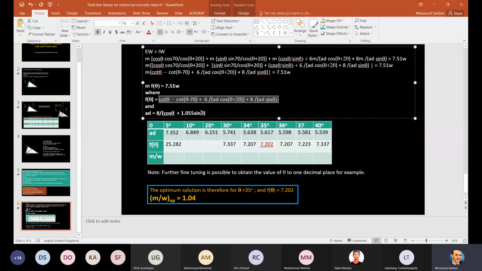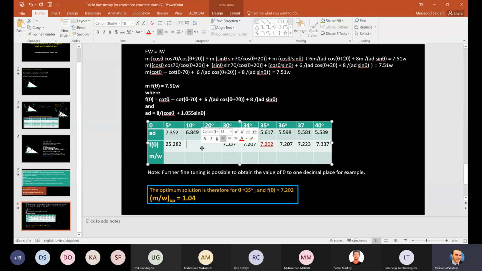Right, and AD, we have just determined AD, it's equal to this, okay? So then what I did, I created the table, and I've started using values of theta, 5, 10, 20, etc., up to 40, okay? For each value of theta, I've calculated AD. Then I substituted AD into the equation of f theta, which gives me f theta, okay?